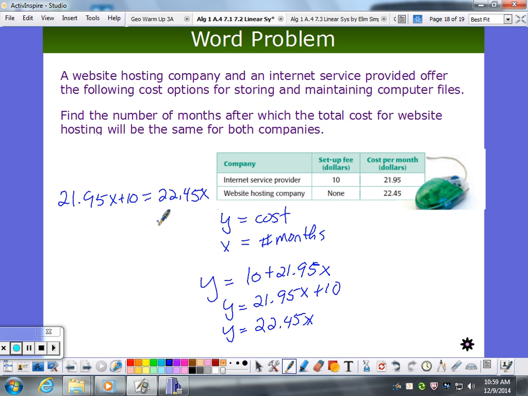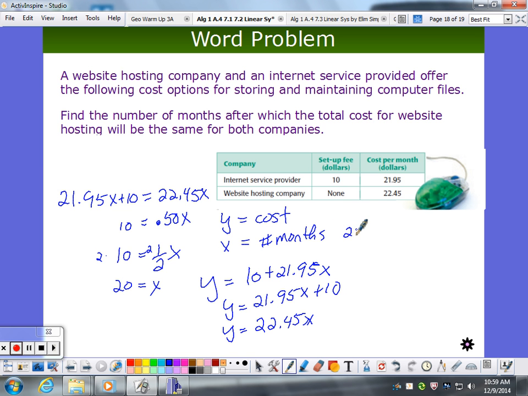And you know what I get here? 50 cents difference. What's 22.45 minus 21.95? 50 cents. Okay. And so now to get x by itself, you know what? This is easier with fractions. I know you don't believe me. 0.5 is a half, right? Multiply both sides by 2. I don't need to calculate. 20. 20 months.